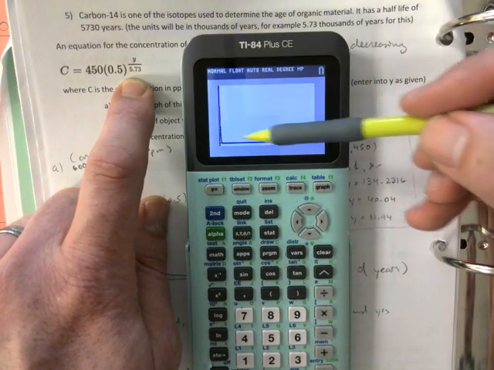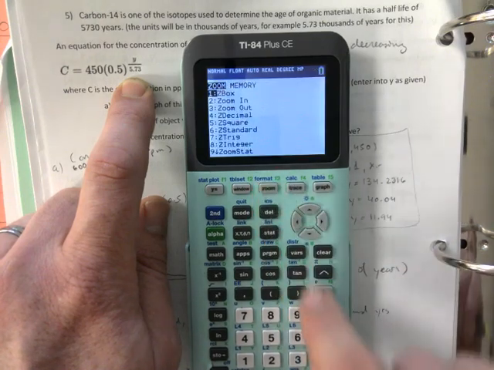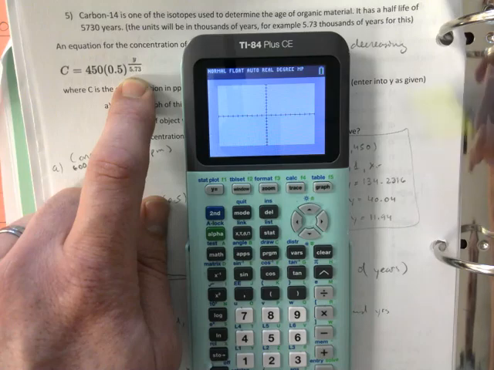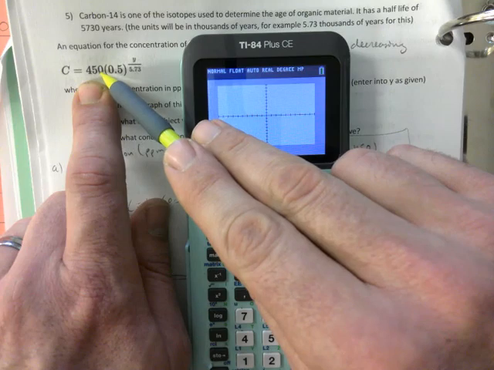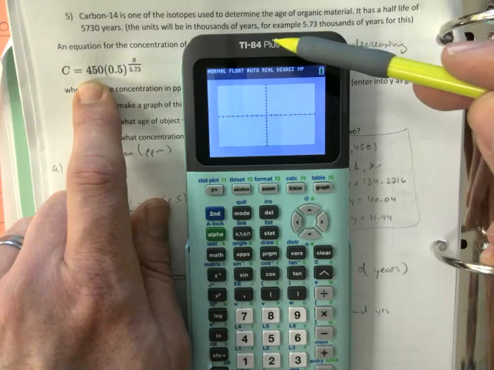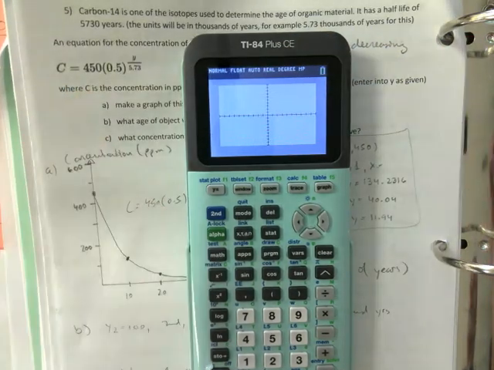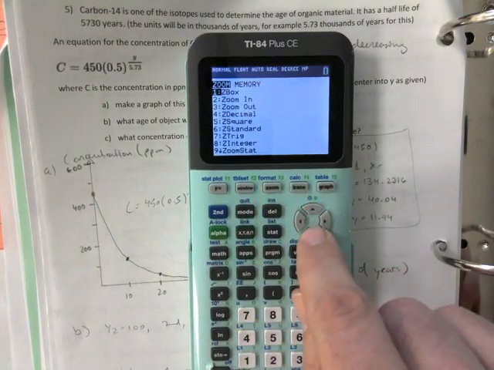I happen to see mine because I did something else before this, right? So I'm gonna go zoom 6 to go standard window, and I don't see anything. I know that my y-intercept is (0, 450), right? Like I'm way up here. I'm coming down from 450. So that kind of guides me, but let's try zoom fit. So zoom and then 0.